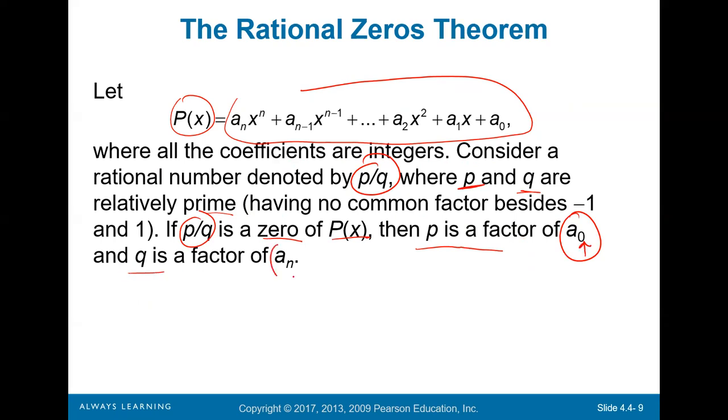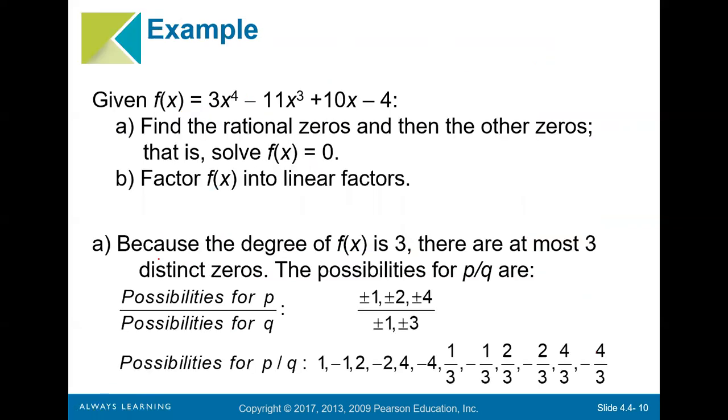And Q is a factor of A n. So right here is my Q, and right here is my P. And this is the rational zeros theorem. So here we go. We're going to find all possibilities of zeros. All right. So what we would do, it says find the rational zeros, and then we have to check to see if they are true.